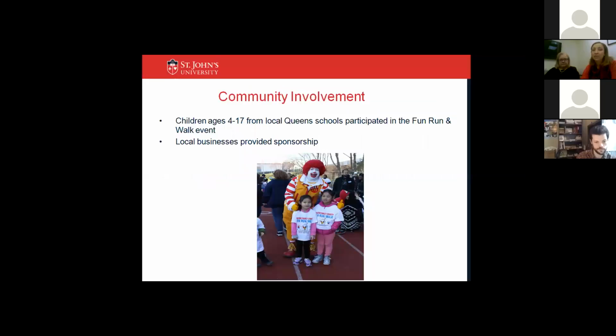From the outside community, we had about 166 children participating in the run from 21 schools out of the 26 in District 26. And they raised about $18,000 that day for the Ronald McDonald House in New York to help them in building those family rooms within hospitals.